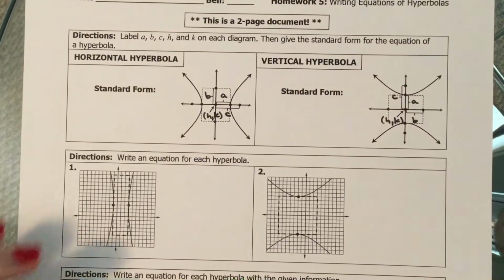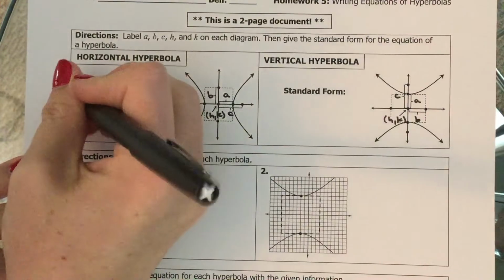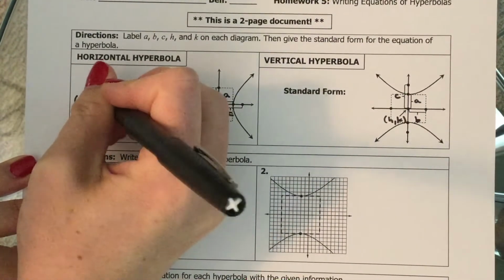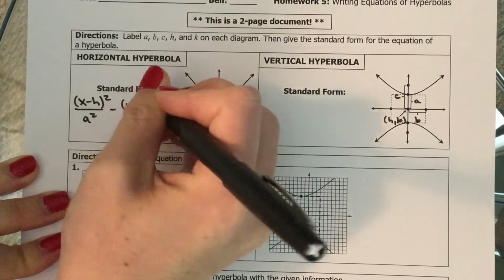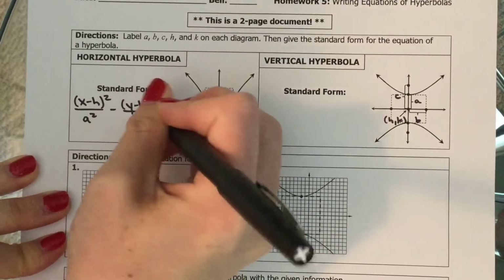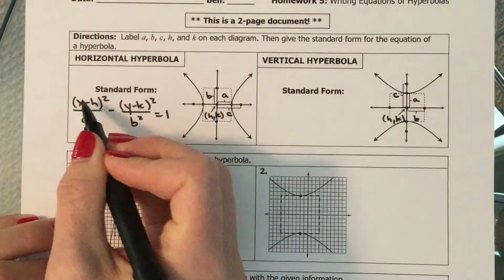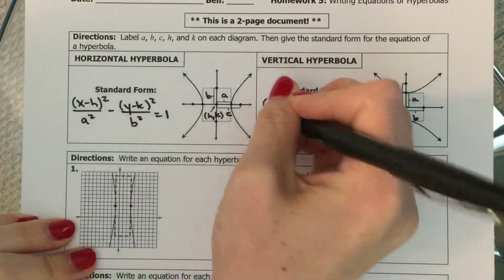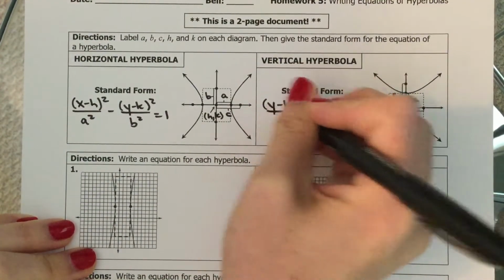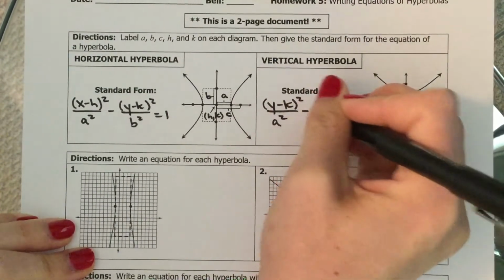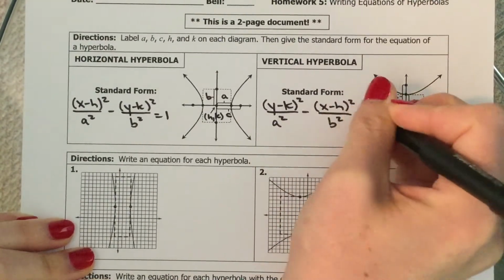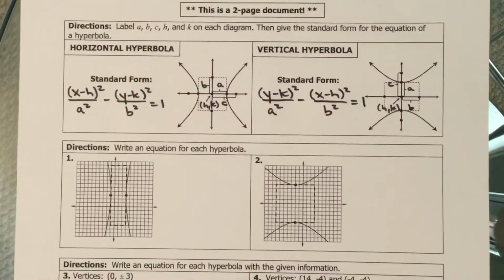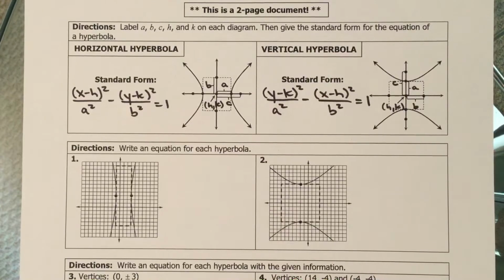Okay, and then your formulas. Horizontal is this: x minus h squared over a squared minus y minus k squared over b squared equals 1. The big difference is that with the horizontal, you put the x piece first, and with the vertical, you put the y piece first. Every other piece of it remains the same though. So that's your setup. Those are the formulas we're trying to get when we write these equations.